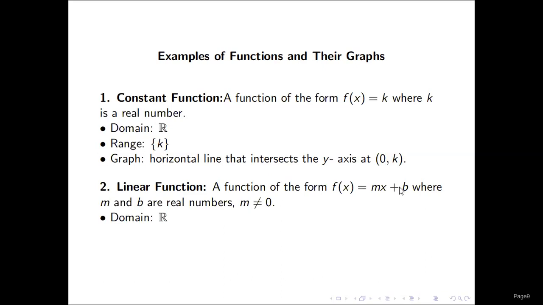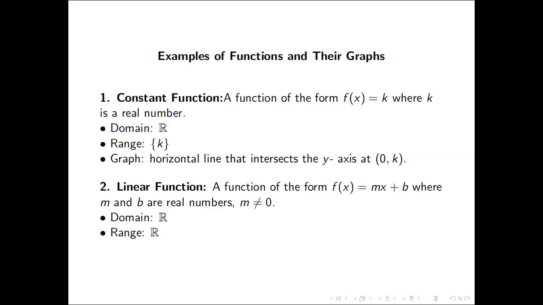So what is the domain of a linear function? All permissible values of x. So you can plug in any value of x, it will be defined. Since no square root is involved and no dividing by 0, it will always be defined. In other words, the domain is R, the set of all real numbers. The range is also R.